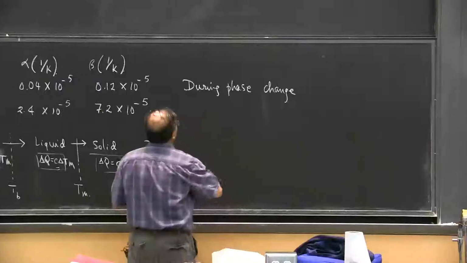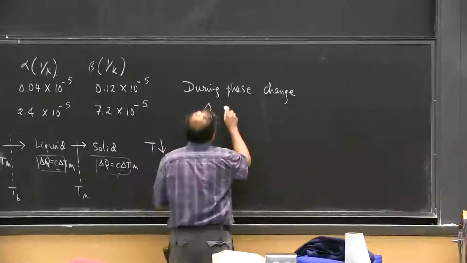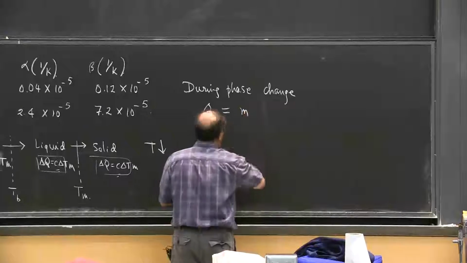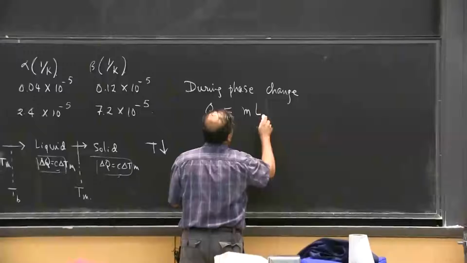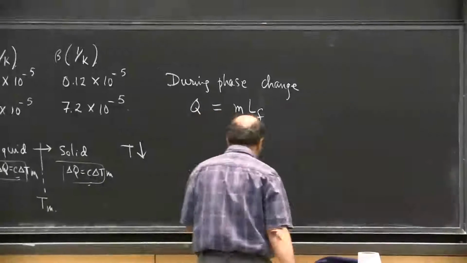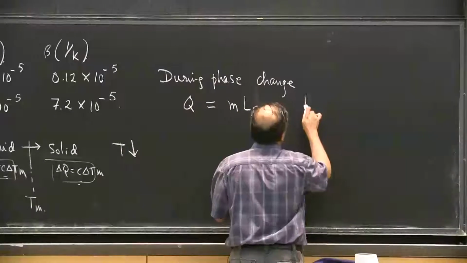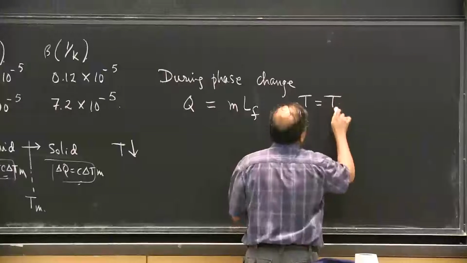what happens is that the amount of heat that goes in is certainly proportional to the mass, but depending upon what's occurring, there is another constant, and in this case it is the latent heat of fusion, that comes in at the melting temperature.